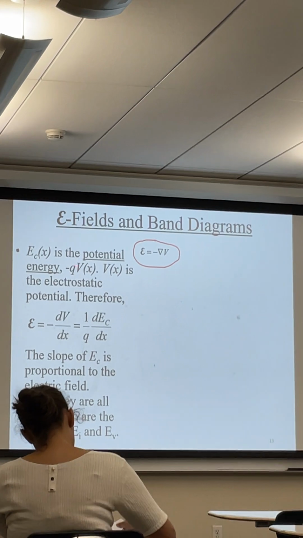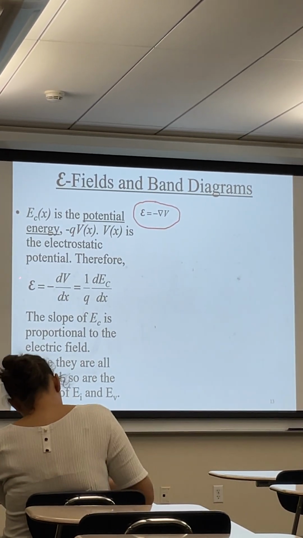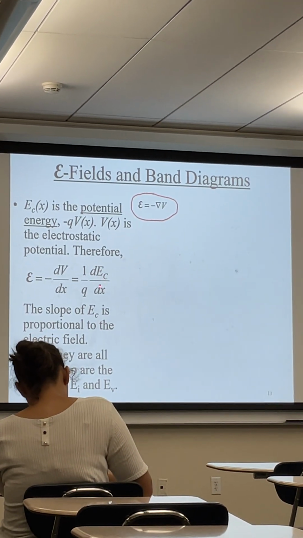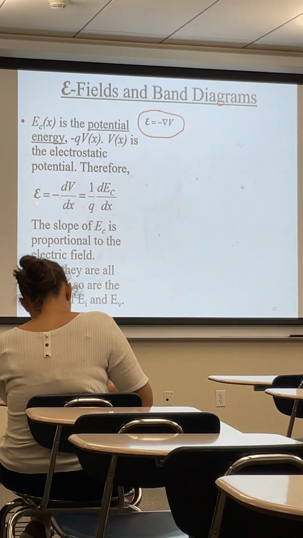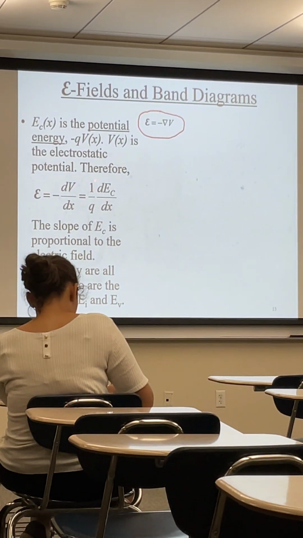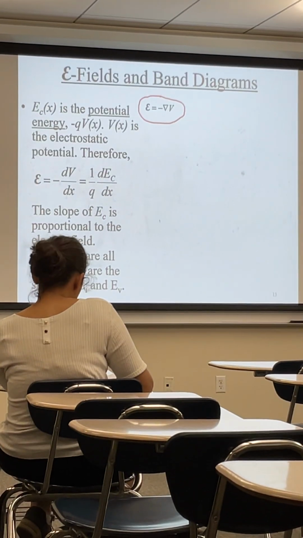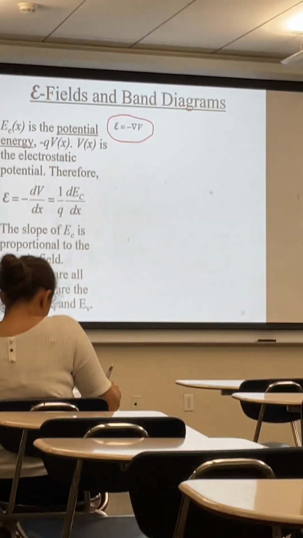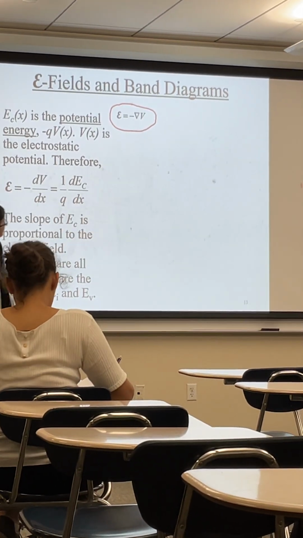We know EC is negative QV of x, so we can change this to dEC over dx. Basically, we multiply by negative 1 over Q, so these two negative signs cancel out, and there's 1 over Q here. This expression is very important. You can see the electric field is related to dEC over dx.